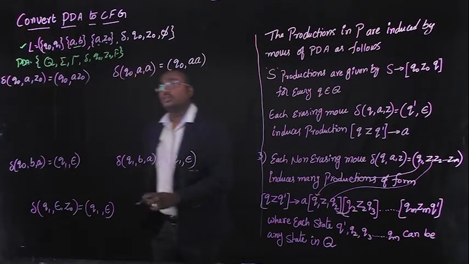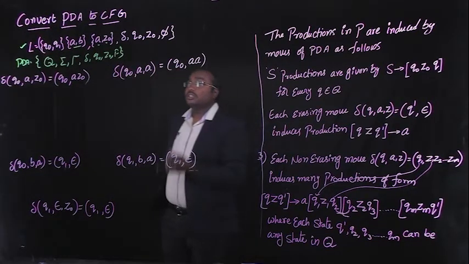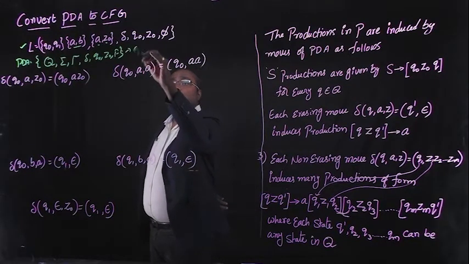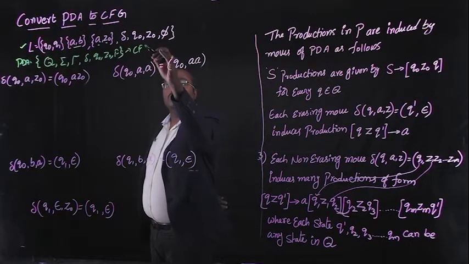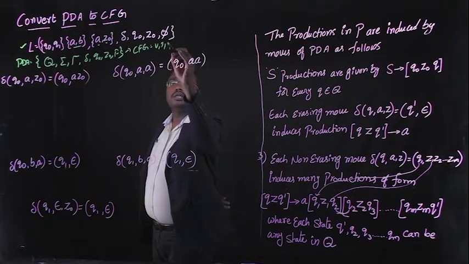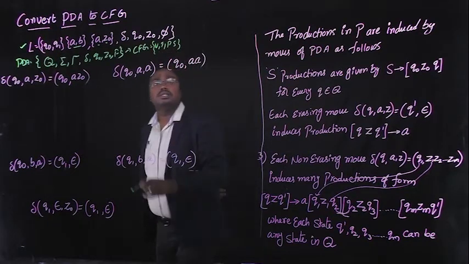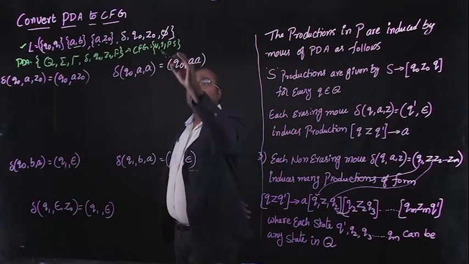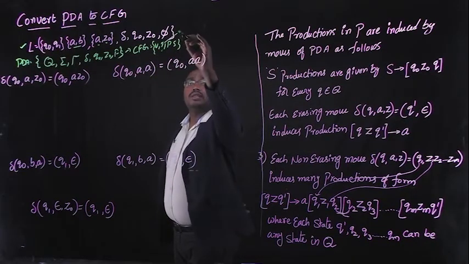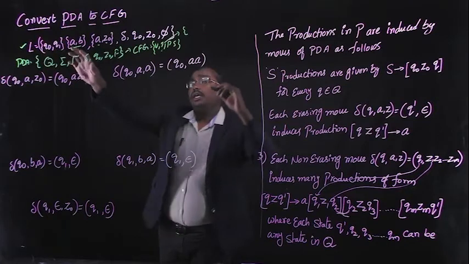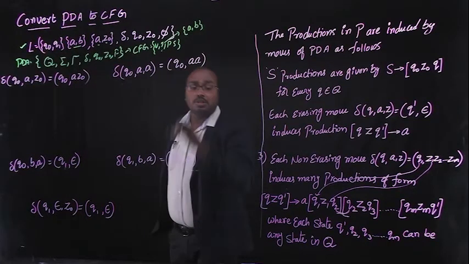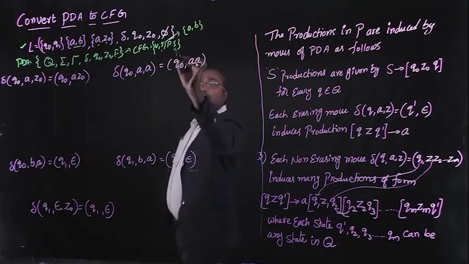So these are the tuples for the PDA. Then how to convert these 7 tuples to a context free grammar? Here the context free grammar has 4 tuples: V, T, P, S. So variables, terminals, production rules, and starting symbol. The terminals T is equal to sigma, that means a, b, the input symbols.